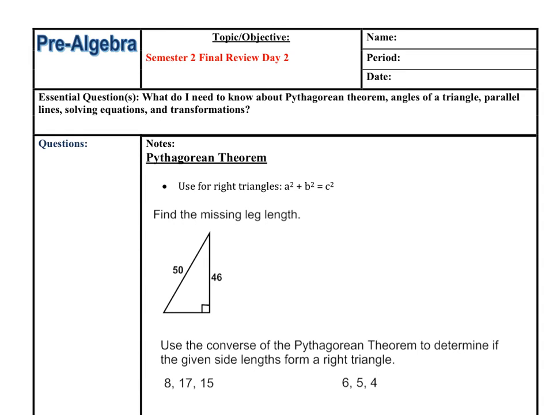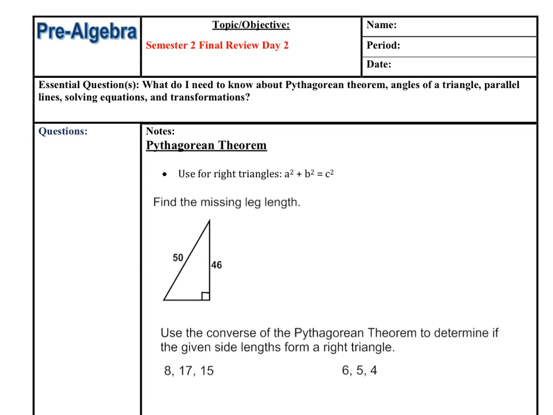Today we're going to talk about some more things from first semester. We'll start with Pythagorean theorem. We can only use Pythagorean theorem if we have a right triangle, which means there's a 90-degree angle in the corner. Here's Pythagorean theorem. It is a squared plus b squared equals c squared, where c is the longest side and a and b are the two sides that touch the 90-degree angle.